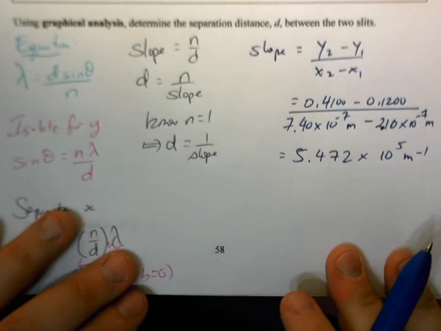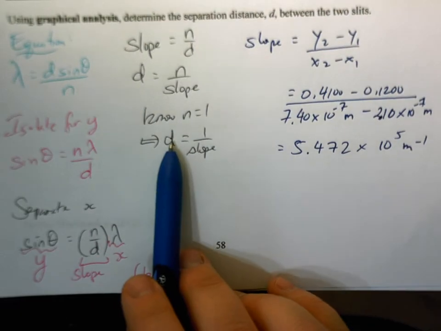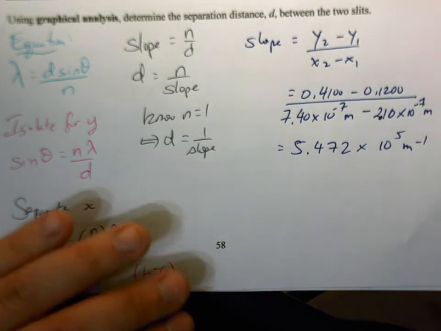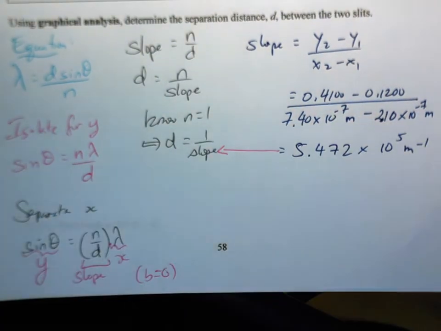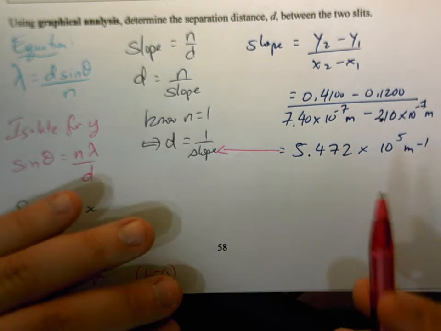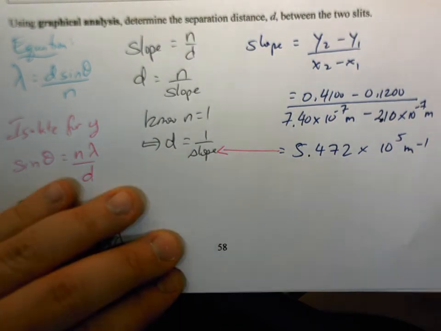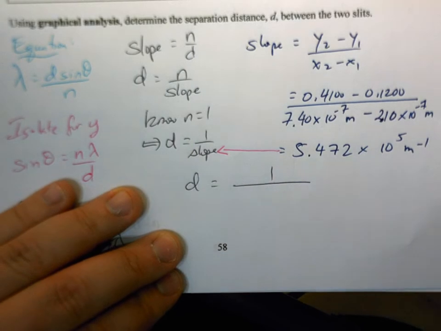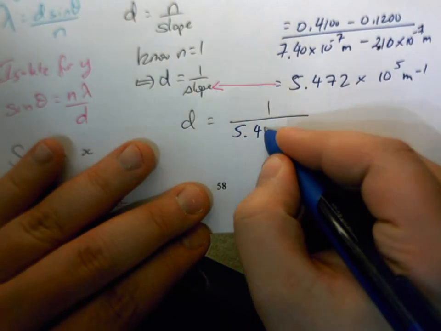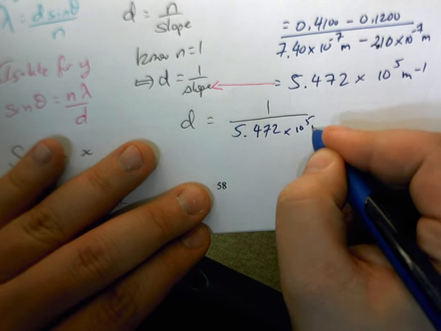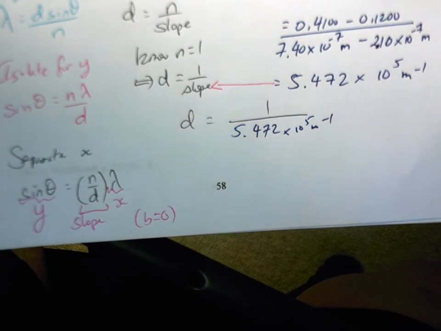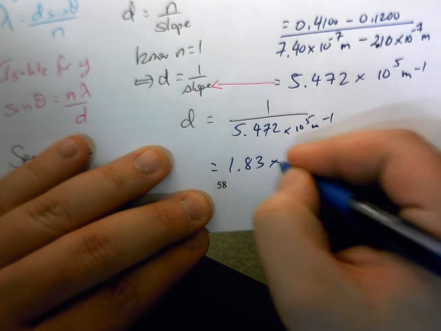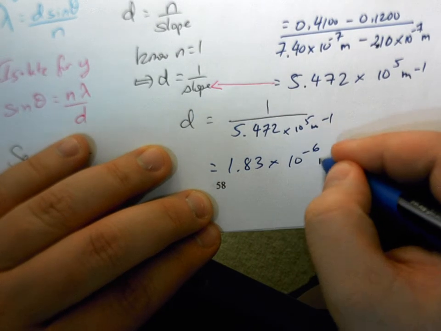So I have a slope, and I know that the diffraction grating, the spacing between my slits, is 1 over that slope. So the last thing to do is we're going to put that into our equation. So we know that d is just going to be 1 over our slope here, this 5.472 times 10 to the 5 meters inverse. So we invert that, we're going to get about 1.83 times 10 to the minus 6 meters.